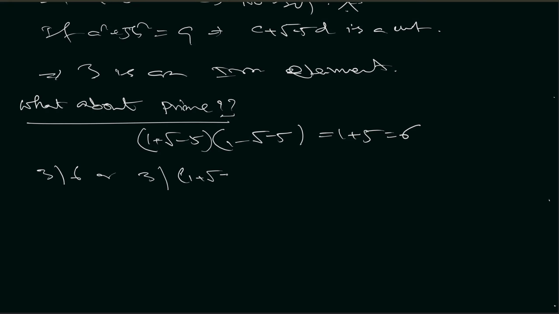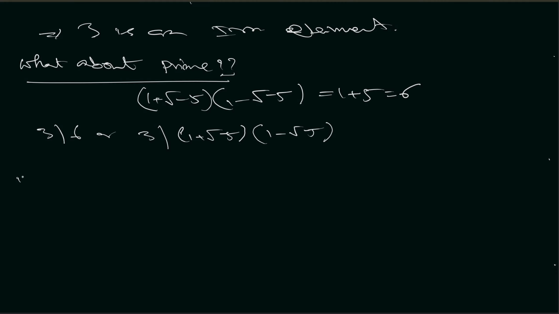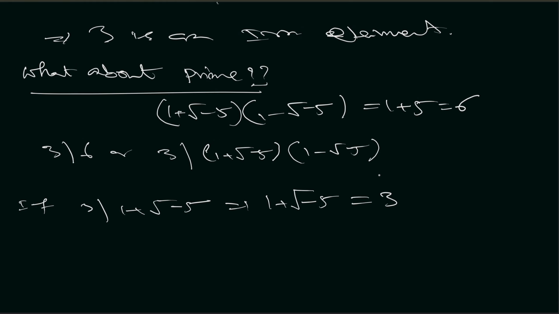1 plus square root of minus 5, 1 minus square root of minus 5, same. So does this imply that 3 divides 1 plus square root of minus 5 or 3 divides 1 minus square root of minus 5? Does this actually imply? So suppose 3 divides 1 plus square root of minus 5, this implies that 1 plus square root of minus 5 is equal to 3 times alpha plus i beta.